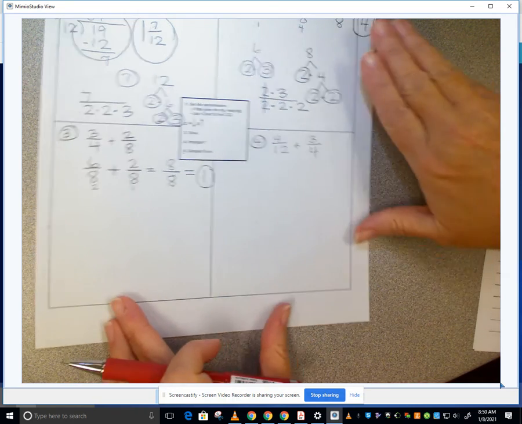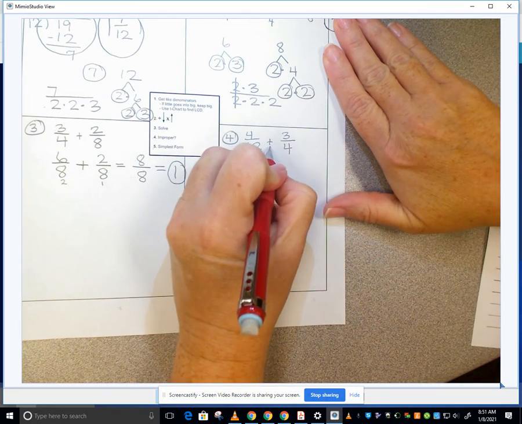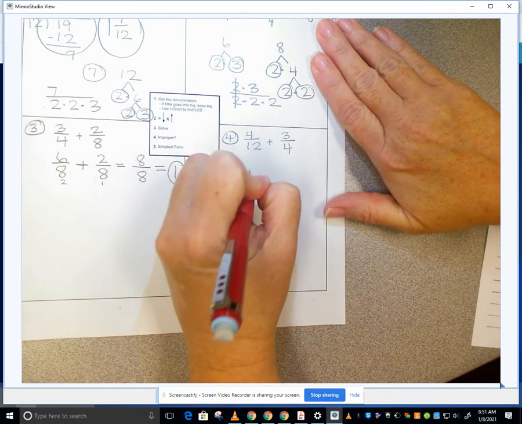All right, let's look at this one, number 4. We got 4/12 plus 3/4. Okay, I'm going to go ahead.